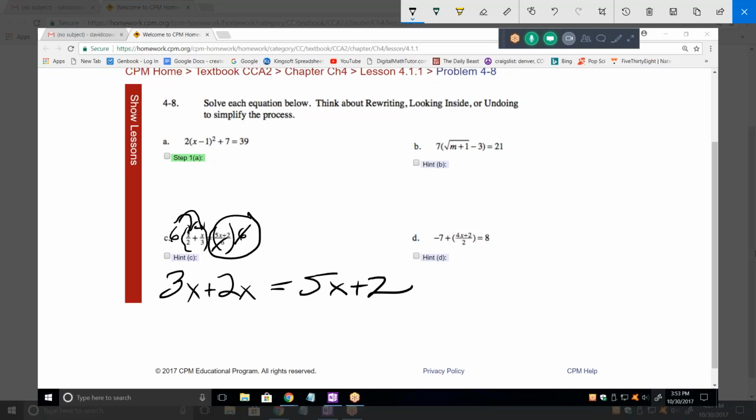They really do that to us? You couldn't possibly have done that to us. Notice that this has no solution. Because this is going to turn into 5x over here. I'm going to take away 5x from both sides, and I'm going to have 2 equals 0. Well, 2 can't be equal to 0.